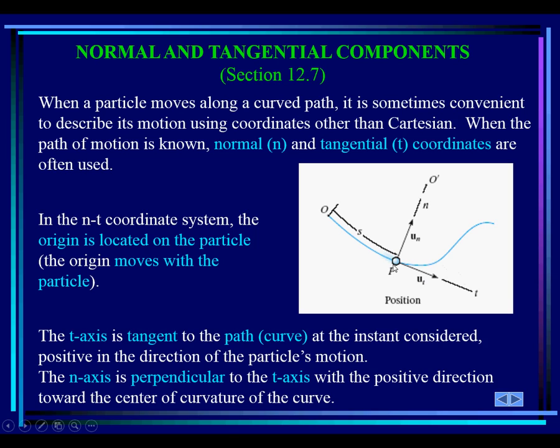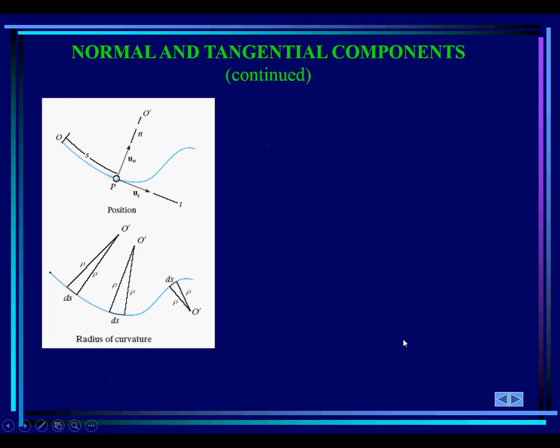The author has put here the t-axis for tangential to the path, to the curve at the instant considered, positive in the direction of motion, and n is perpendicular to the t-axis, with positive direction towards the center of curvature of the curve. Okay? So let's talk about the normal and tangential components.